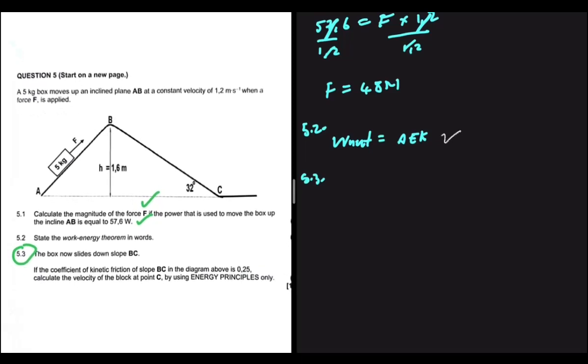5.3, the box now slides down slope BC. If the coefficient of kinetic friction of slope BC in the diagram above is 0.25, calculate the velocity of the block at point C by using energy principles only.